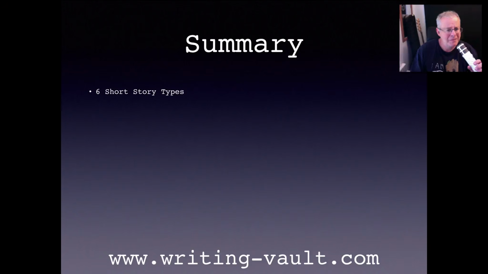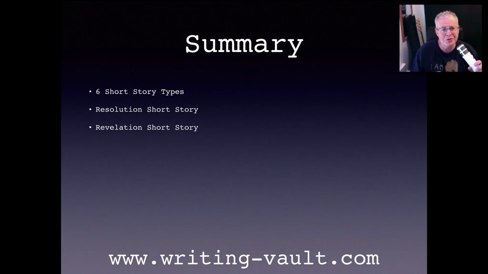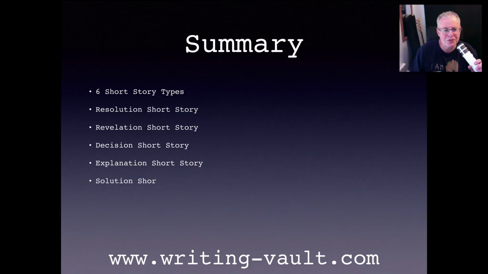We've looked at Damon Knight's 6 short story types, and he talks more about these. You can find more about them in his book, Creating Short Fiction. I just looked before I recorded this video. You can get the Kindle version on Amazon for $6. So it's not expensive. You can be reading it in 5 minutes after this video. The story types are the resolution short story, the revelation short story, decision short story, explanation short story, solution short story, and unplotted, in brackets illumination, short story.